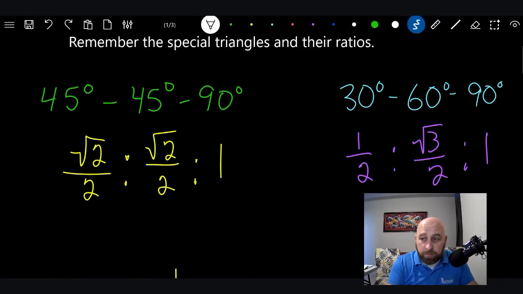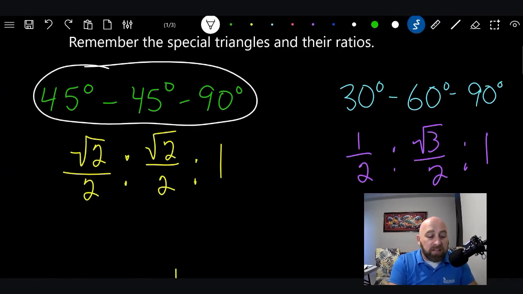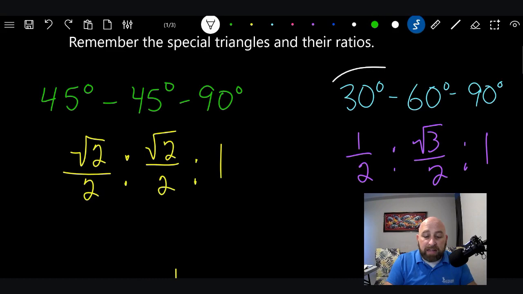We're finally there. And the biggest thing that you have to know when you're going into understanding the unit circle is you have to know about the special triangles. What are the special triangles? Well, we just talked about them a couple lessons ago. It's the 45, 45, 90 and the 30, 60, 90.